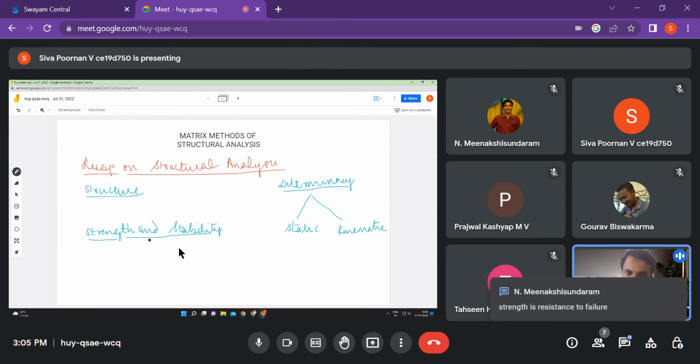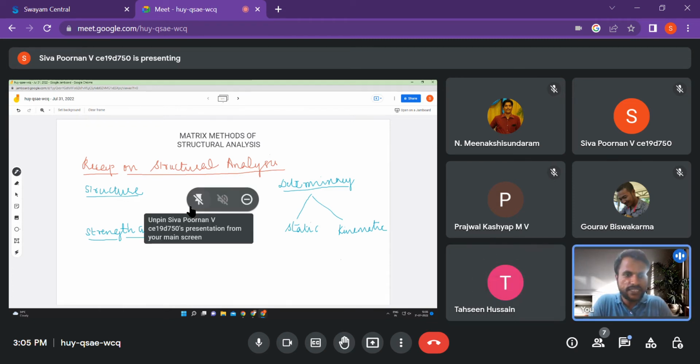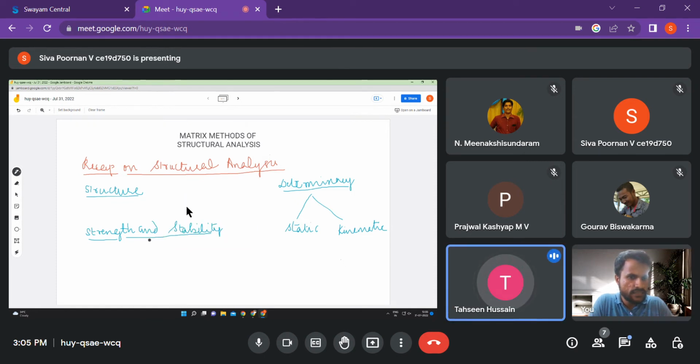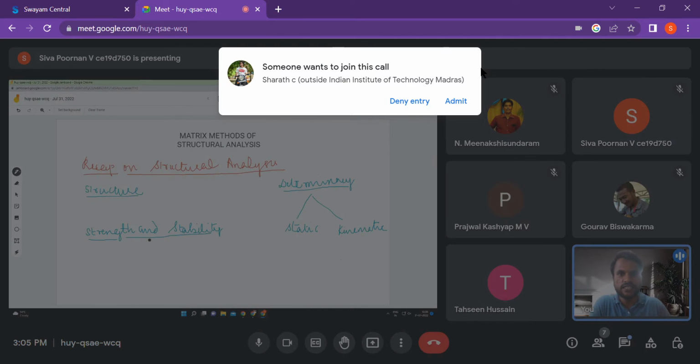Strength is resistance to failure. Good, but that itself is... Can you please repeat that? Resistance to deflection, is it not stiffness? Yes. So when we talk about deflection and how much it deflects, it goes to the topic of stiffness, right? And strength, as someone said, can be related to failure.